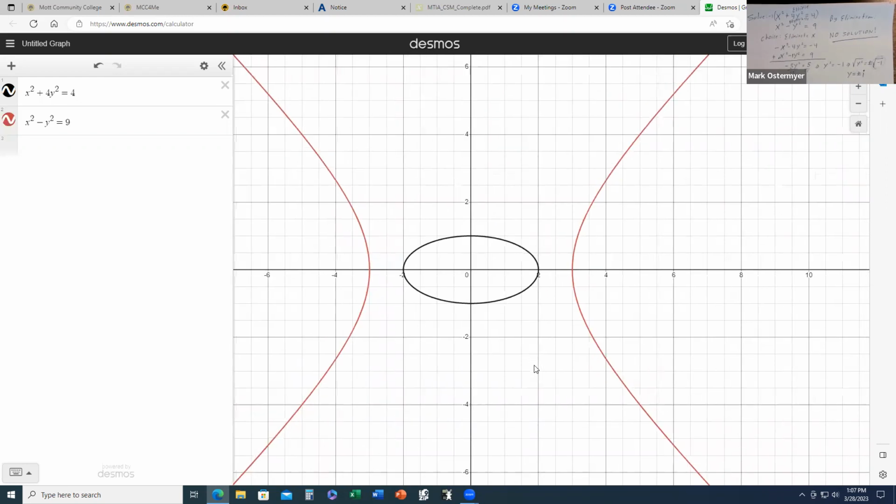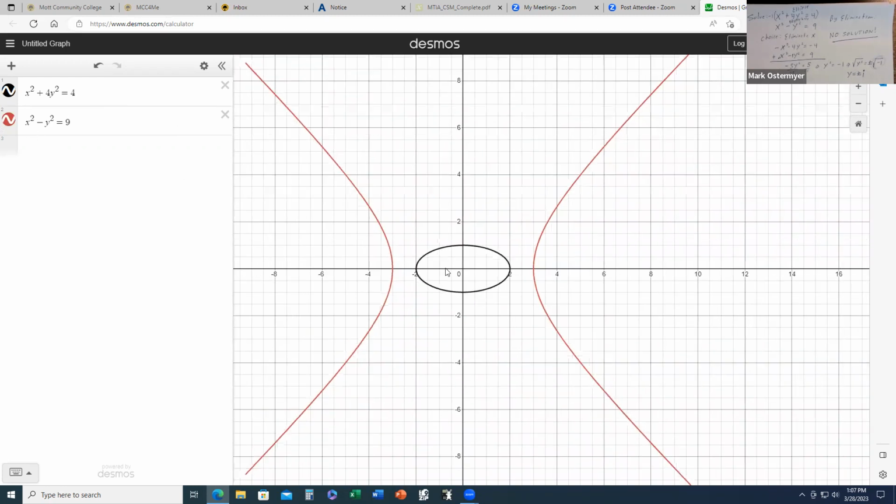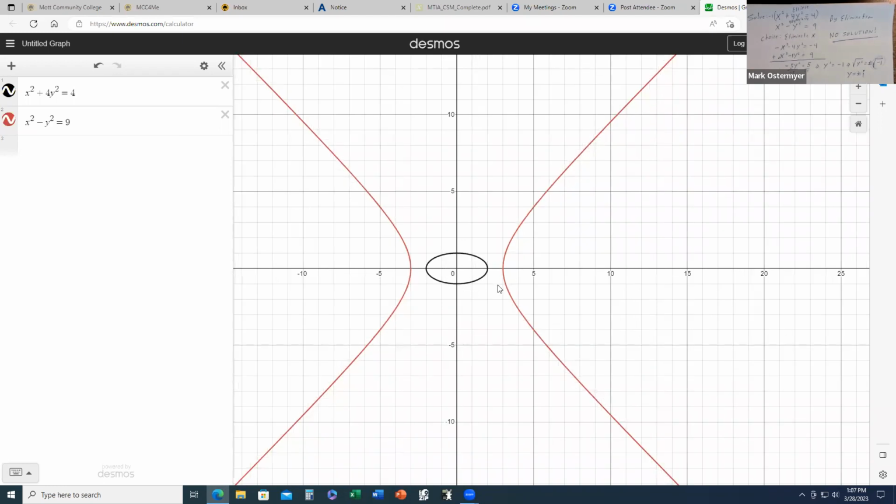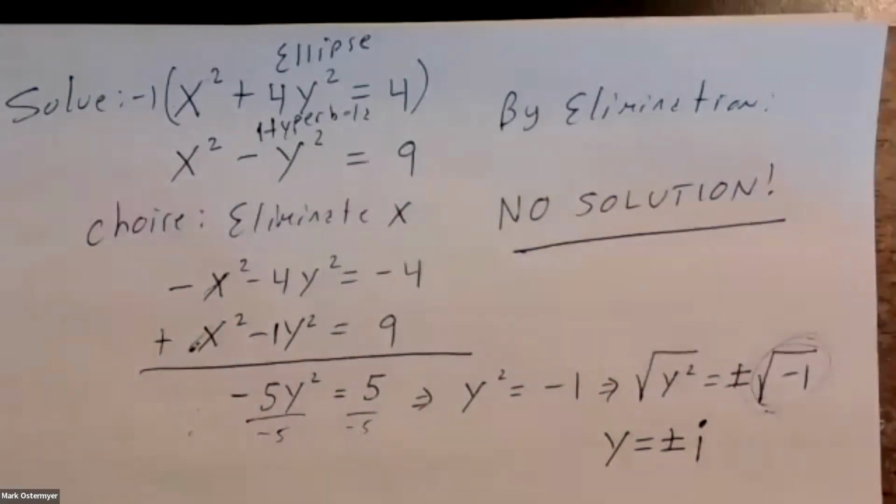So you can see that the first equation does generate an elliptical graph. The second equation generates what's called a hyperbola. And these graphs do not intersect anywhere. For that reason, there's no solution to this system of two nonlinear equations and two unknowns. And that's why when we tried to solve it using an algebraic technique, the elimination method, we ended up with this situation here, because that indicates there's no solution to the system.